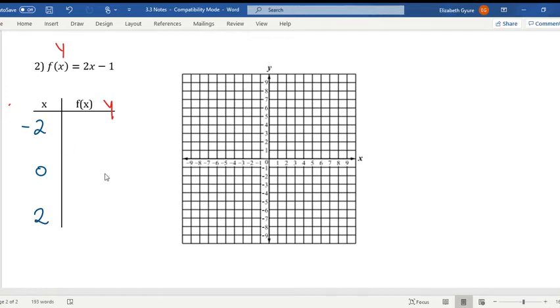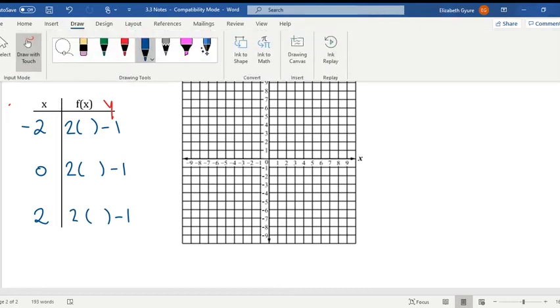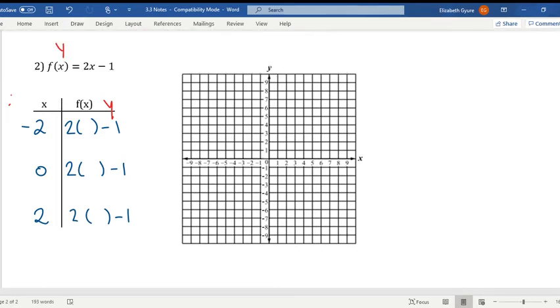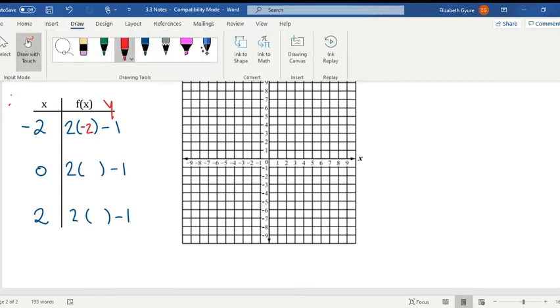Then for each one of these, I'm going to write my little equation, but remember, instead of x, we're going to put parentheses. So we have 2 parentheses, -1. And then I'm just going to do that for each of them. 2 parentheses minus 1, 2 parentheses minus 1. And now we're going to plug in the values that we picked. So for this first one, you have 2, and in your empty parentheses, put -2 minus 1. And now you're going to simplify.